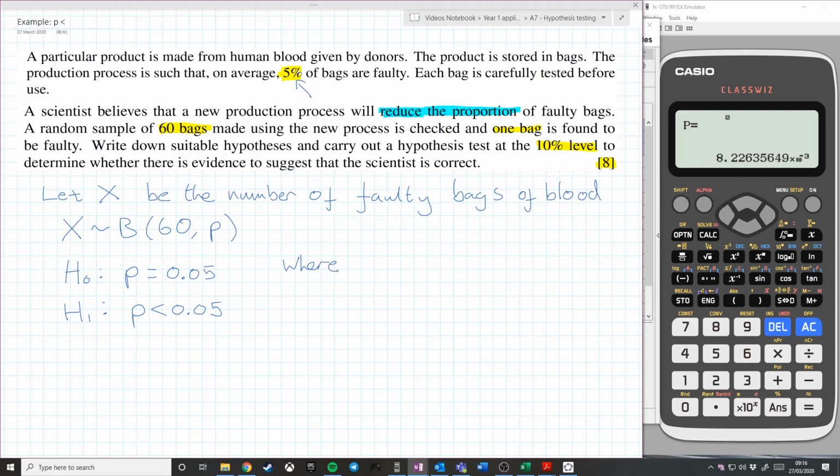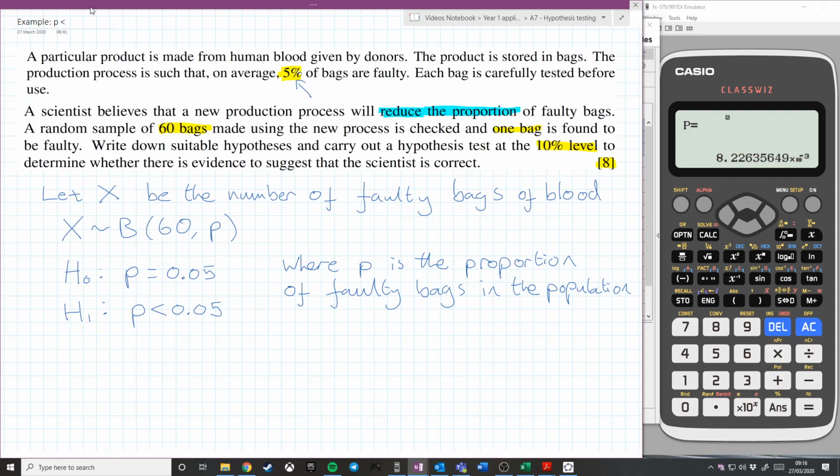Now we need to say what P is, where P is the proportion of faulty bags in the population. We often say in the population. It just means that, like, in all situations. So we're using the evidence of this particular situation to tell us about what happens in general. And that's the setup. So if you remember, I did the initial bit. That's my setup.